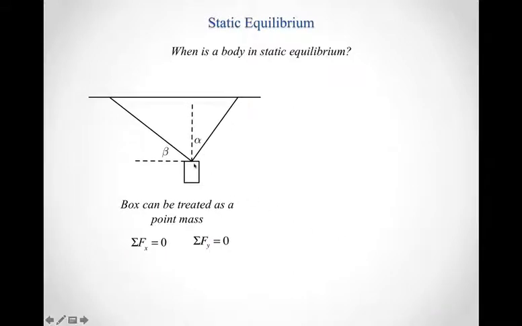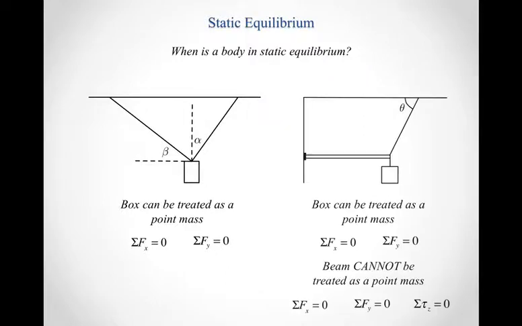So here's a situation where I have a box. It's hanging from two cables. So it's suspended from some ceiling by two cables. Because we can treat this box as a point mass, I can set up two equations that tell me that the sum of the forces in the x direction equals 0, the sum of the forces in the y direction equals 0.